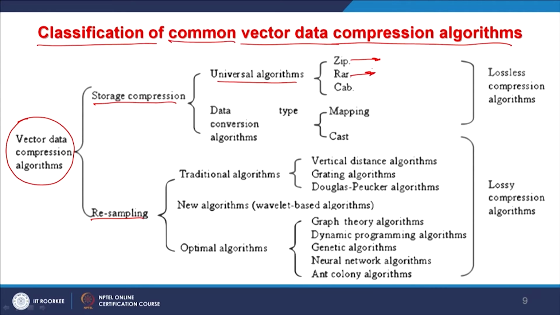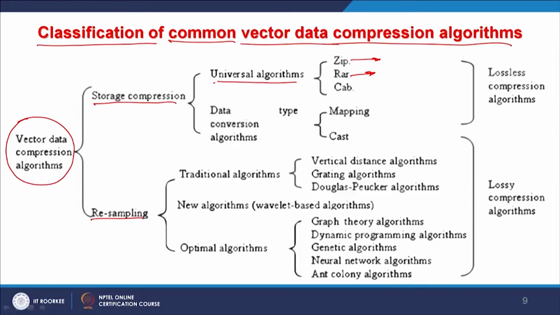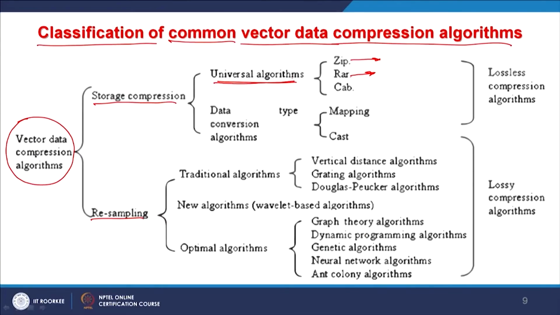These two are very famous, ZIP and RAR. These are compression techniques, and they compress not only vector data and raster data, but also any data, image, video or textual data. But a lot of details about these compression techniques are not available. They are copyright protected, so we do not know that much. But anyway, they are basically based on this universal algorithm.